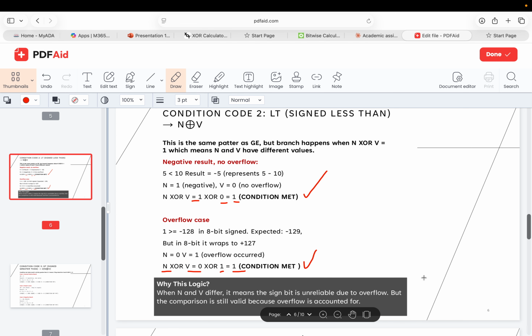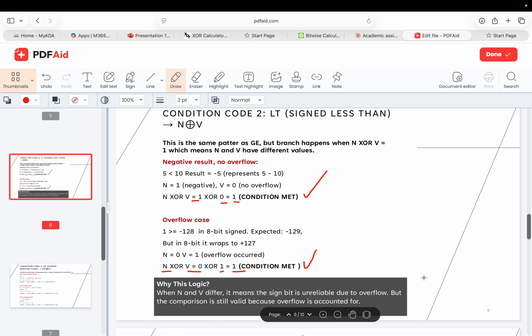So now let's see the positive result here. We say that 10 is less than or equal to 5, which is wrong. If we subtract it, the result will be 5. And since the Z flag is set to 0, and N XOR V is also 0, the result of the OR statement is 0, which means the condition is not met, because 10 is not less than or equal to 5.